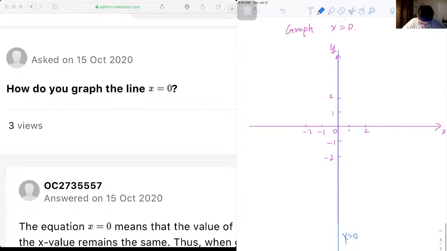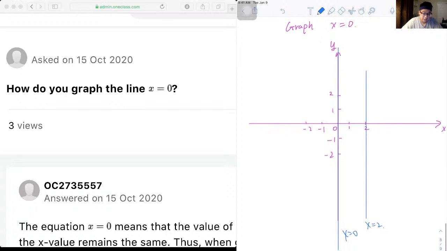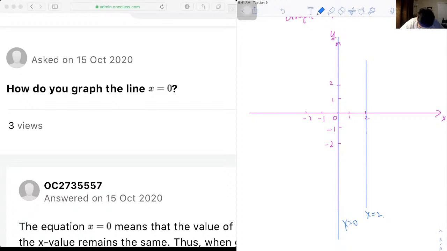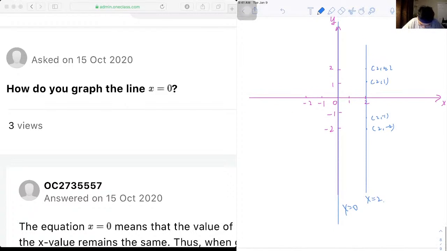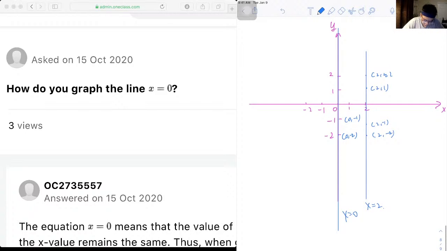Same thing, if it's asking where is x equal to 2, it should be right here. Because when you look at the points on this vertical line, it's going to be 2, negative 1, 2, negative 2, 2, 1, 2, 2. So no matter what y values we have, the x value always remains the same. Same thing for x equal to 0: 0, 2, 0, negative 2, 0, negative 1, and 0, 1, and 0, 2, right?